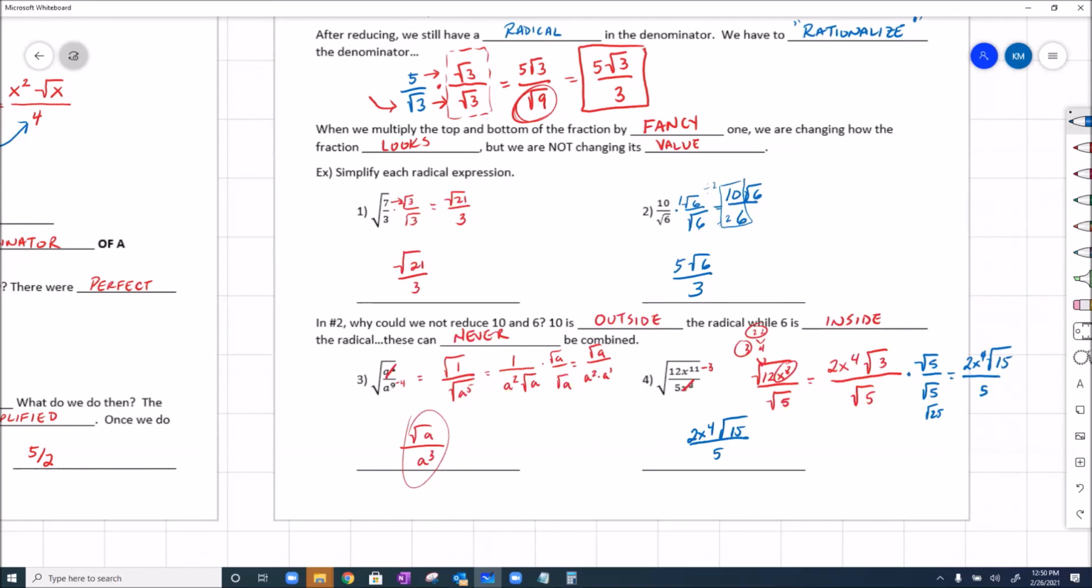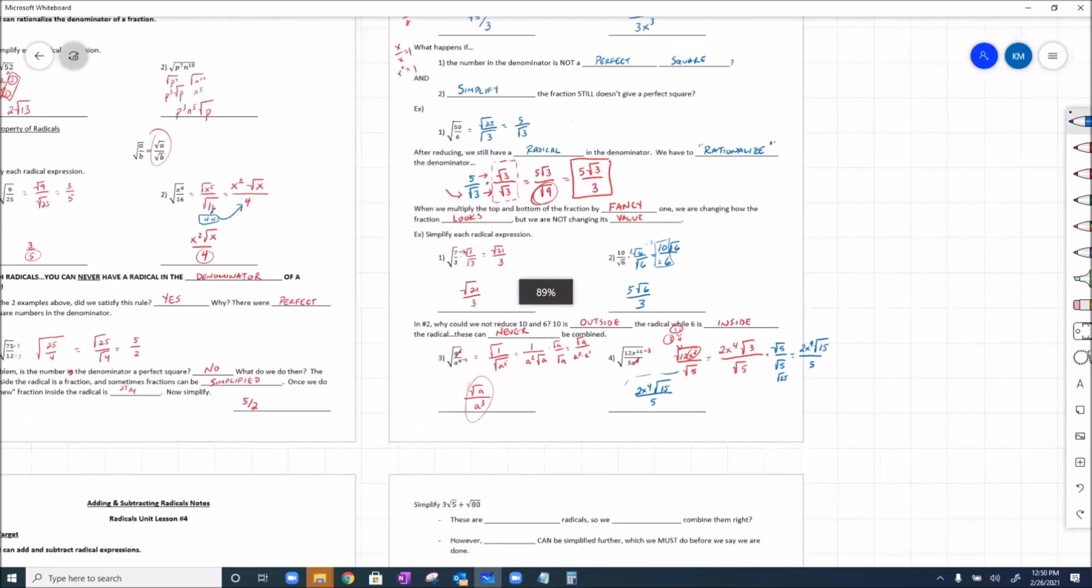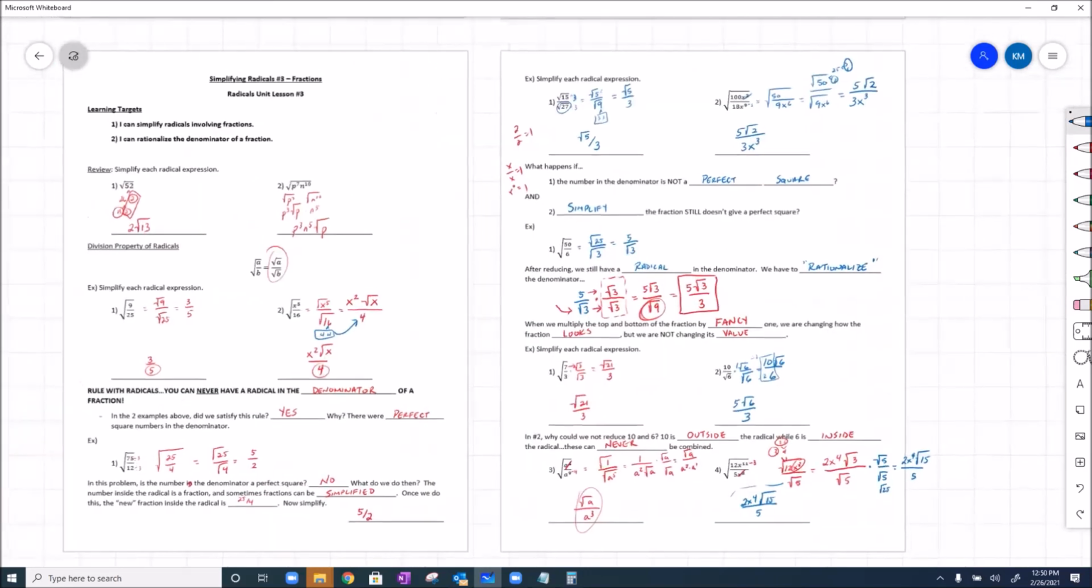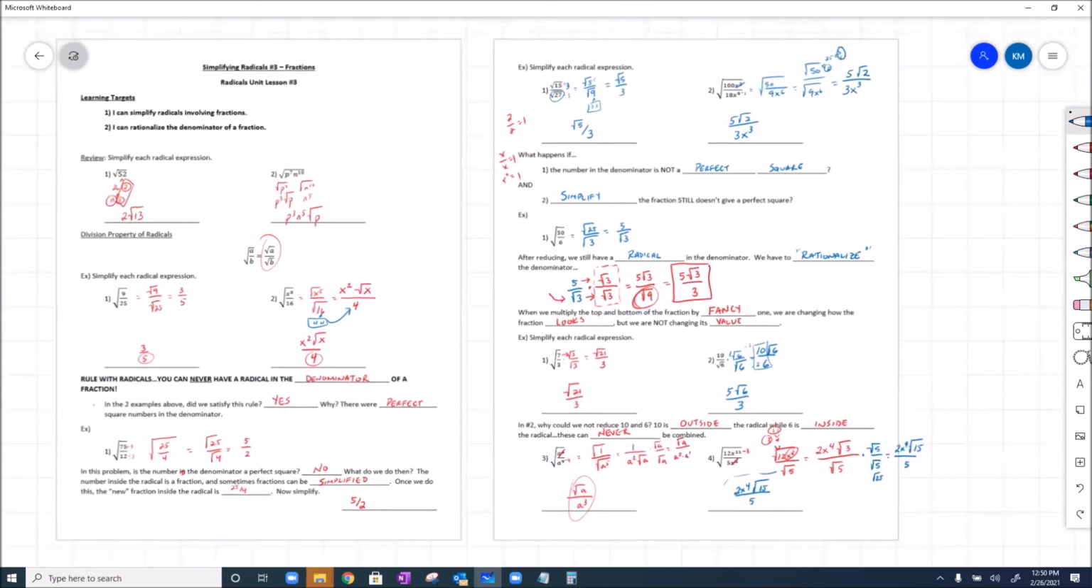We'll spend a couple days on these fractions so we understand rationalizing the denominator pretty well. But then after that, we should be good with simplifying radical expressions. We talked about numbers, we talked about variables, and now we've talked about fractions. All right. That was rationalizing denominators and simplifying radicals with fractions. See ya.